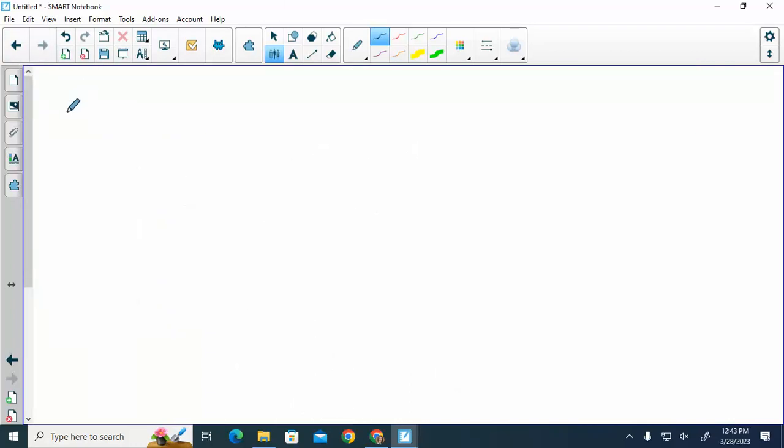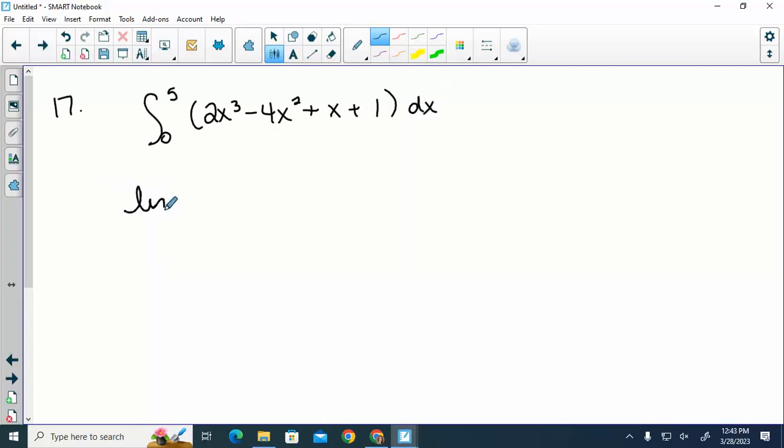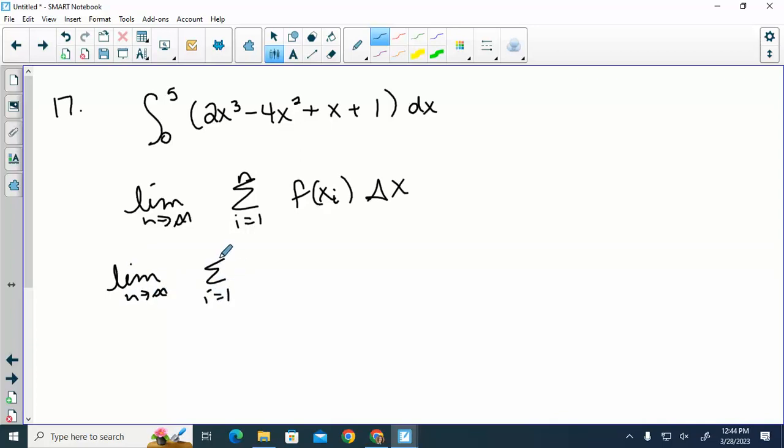Number 17. All right, it's really tempting to just do the antiderivative on this because now we know how. But it tells you to find this value by computing the limit as n goes to infinity of the sum from 1 to n of f of x sub i times the change in x. So let's do what this says. We have the limit as n goes to infinity, sum from 1 to n.